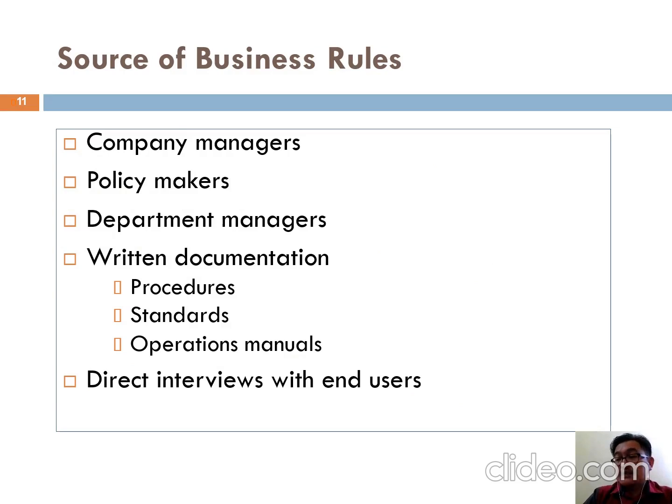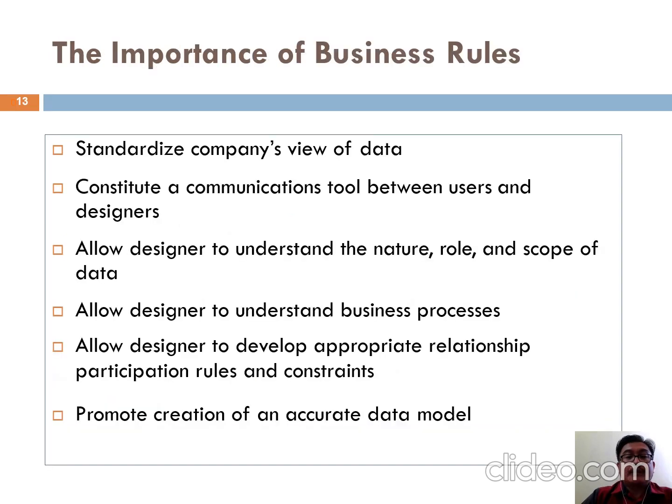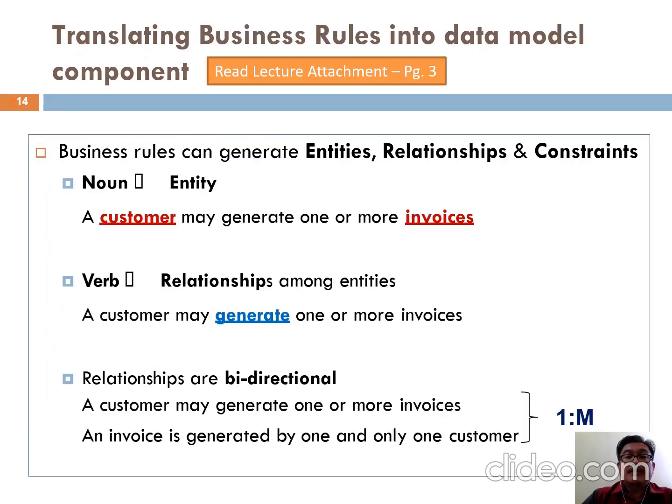So where can we find business rules? Meaning that if you want to build a database and look at the business rules, you can look at these documents. So what is a business rule? A business rule must be in writing. What we have seen just now, a business rule is in sentences that contain the entity, the attribute, and also the constraints. The importance of business rules: you can look through here, to standardize, as a communication tool to understand, and as a guideline when you want to develop your database.